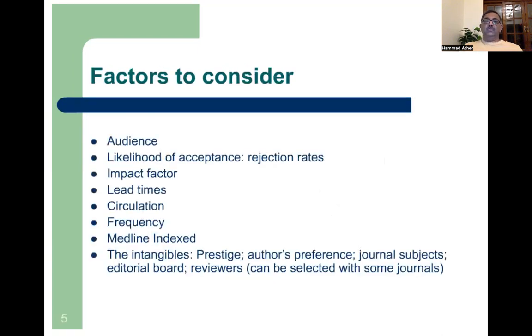And how do you make those selections? The factors that you need to consider is, what is the audience? What are the types of people who would be interested in reading your article? And then you select a journal that would accept that kind of articles. Go through that journal and see if they have published on this matter before, and are they receptive to that kind of material.